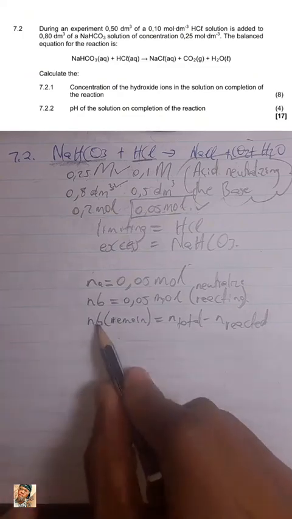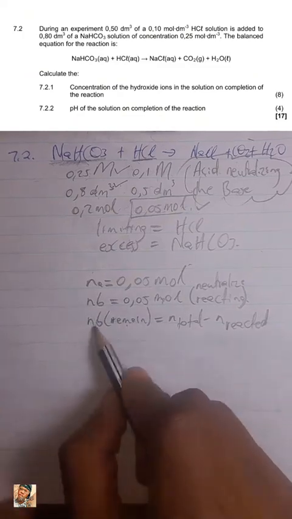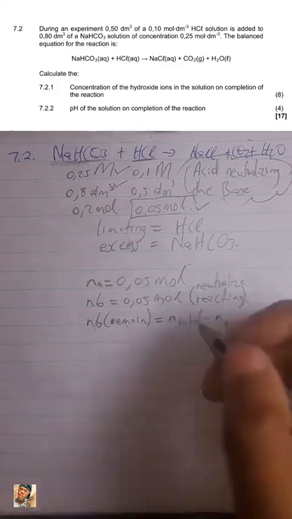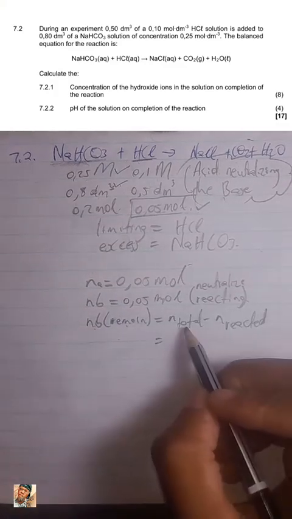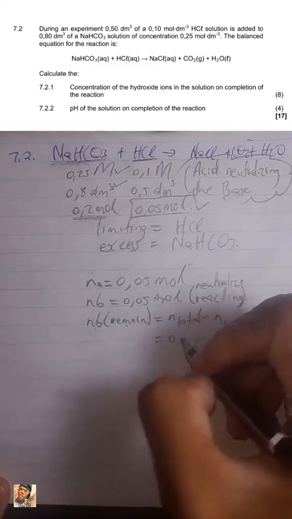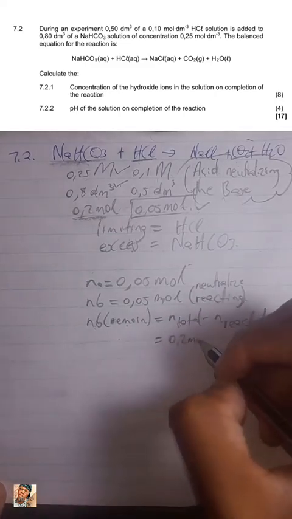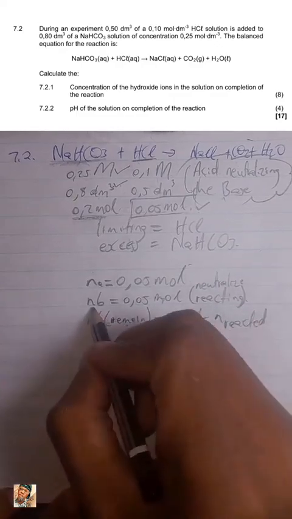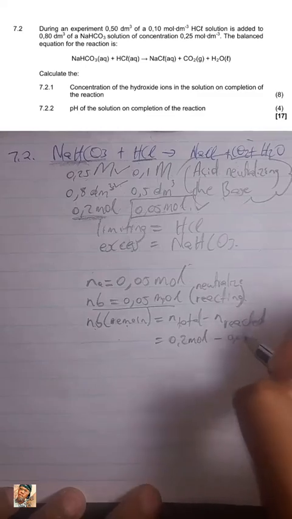So what is the number of moles that is going to remain? The number of moles that is going to remain is going to be the total minus what is going to be reacted or neutralized. Okay, so what is the total number of moles of the base? It is this, which is 0.2. So we have 0.2 moles available, which is the total number of moles of the base, minus the one that is going to react, which is 0.05 moles.